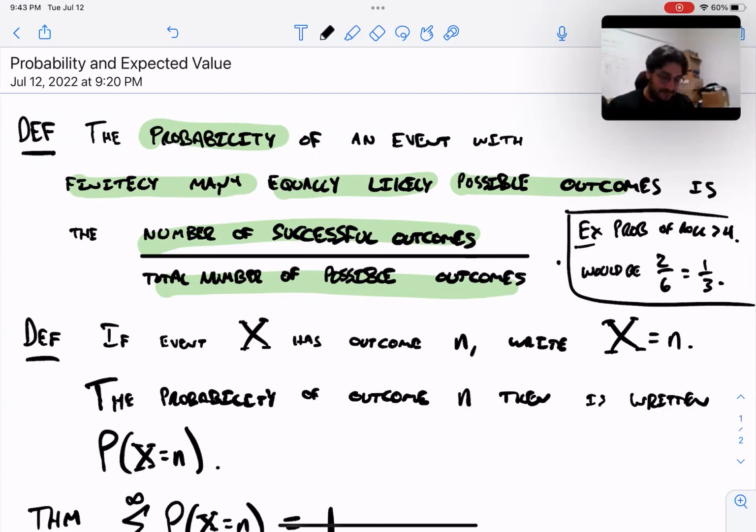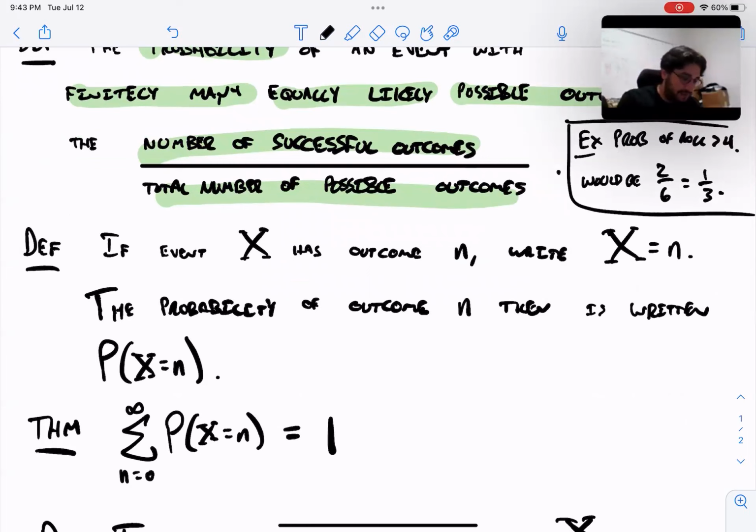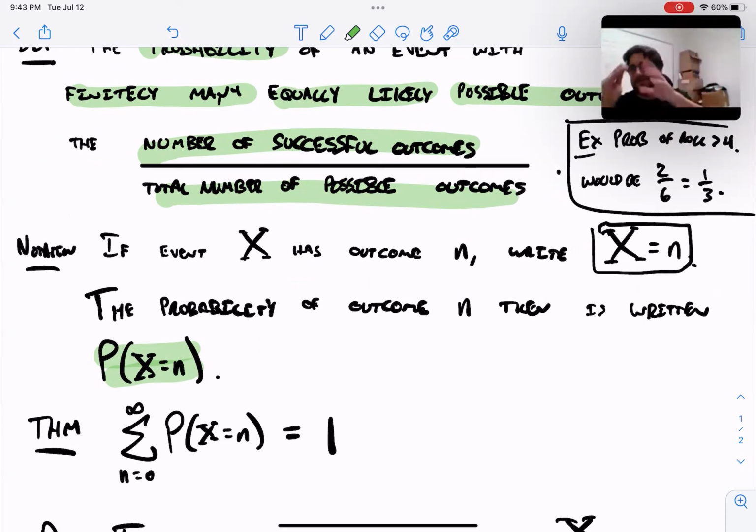Then here's a bit of notation. This is maybe not even really a definition so much as just commonly used notation: if an event X has outcome N, you can write X equals N. Notice I'm writing a capital X with the little extra feet on the top and bottom. The probability of outcome N is written P of X equals N. I wanted to showcase this just because it's a little bit strange looking, like a function of an equation. We don't usually write things like that in mathematics, but in probability theory, people write things like that all the time. Say in the calculus sequence or in K-12, there aren't usually expressions like that. So I wanted to just point out that notation. You'll see that a lot in this context.